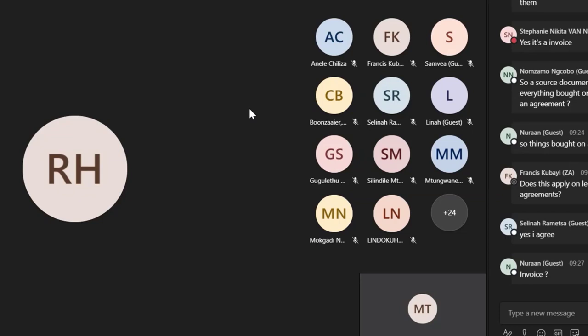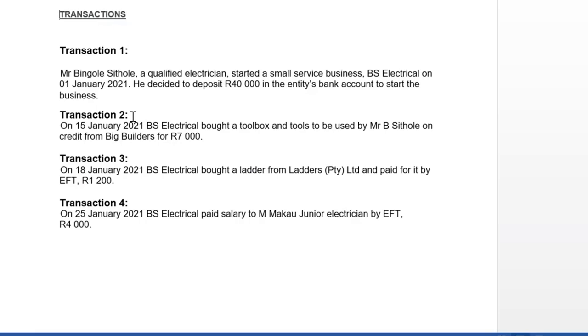So Noreen is saying an invoice. An invoice will be the source document for transaction number three. So guys, please comment. Do you agree with Noreen on that? So on the 18th of January, BS Electrical bought a ladder.